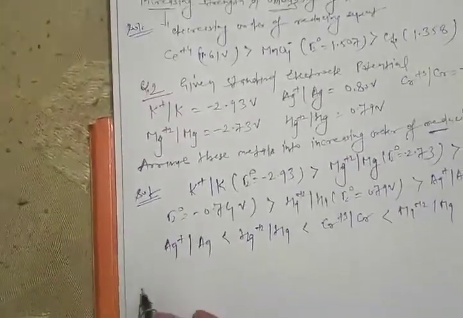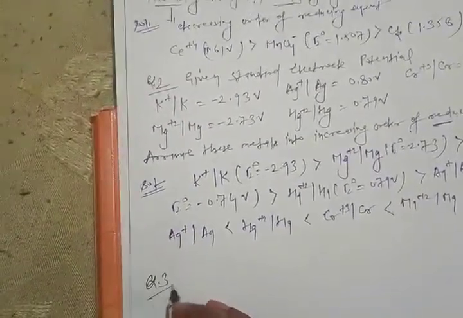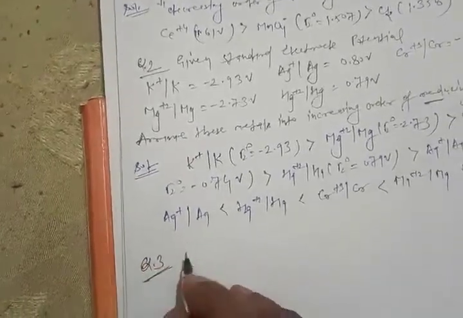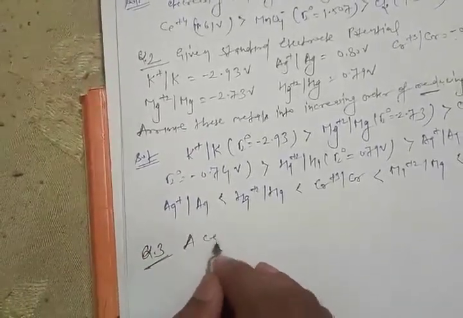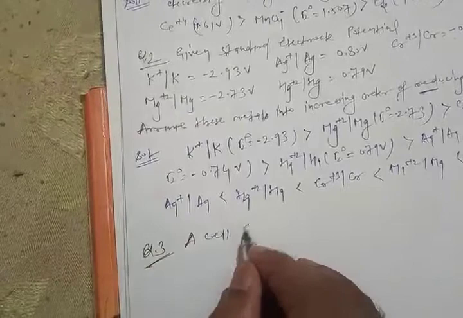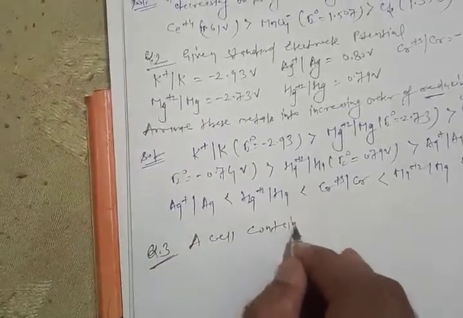Now this is page number 1. Then the next question, question number 3 for you, is that a cell contains two hydrogen. This is a very logical question actually.